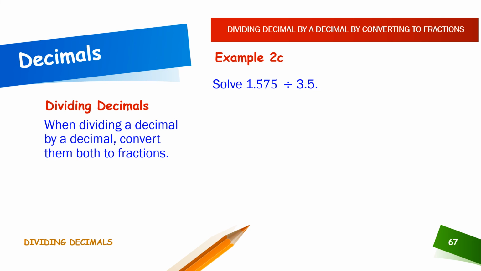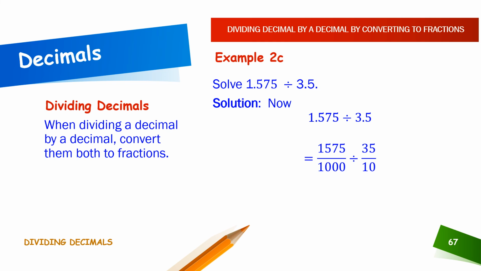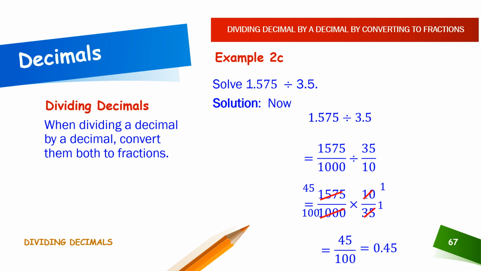Now let's try another example. Convert the decimals to fractions. Turn the second fraction upside down and change the division sign to a multiplication sign. Cancel the 1000 with the 10 appropriately and cancel the 35 with the 1575 as shown, to give 45 divided by 100, which is equal to 0.45.